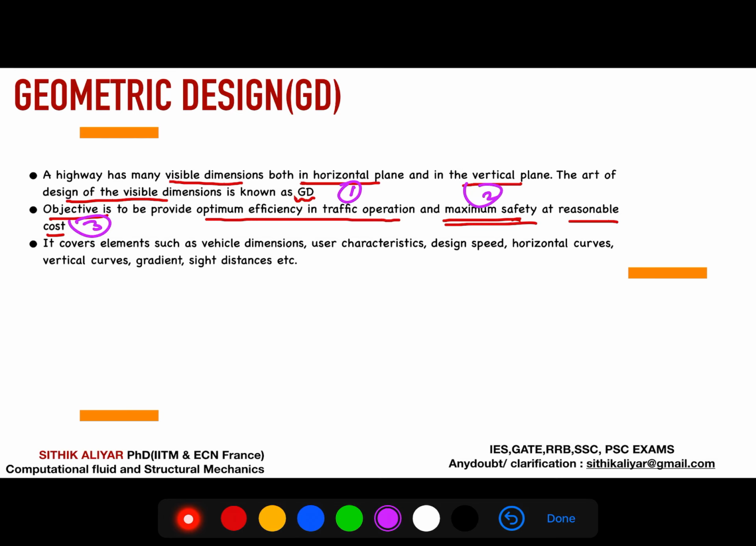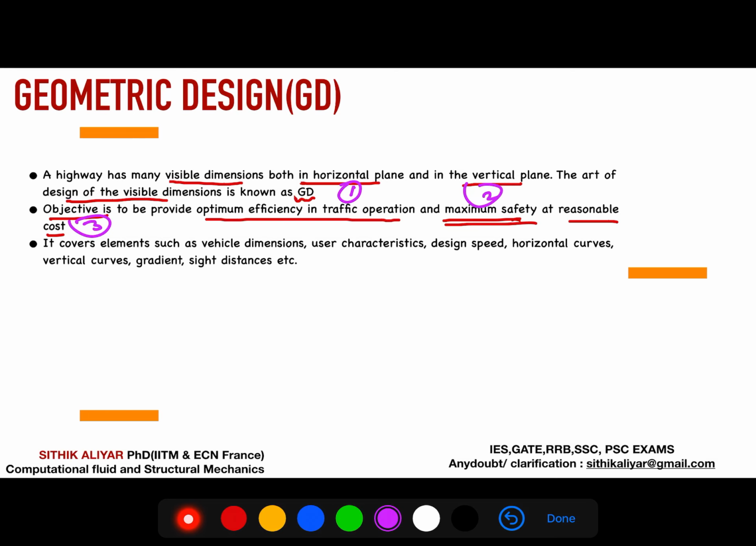Consider three answers you are having: 90 meter, 100 meter, and 200 meter. Although the cheapest will be the 90 meter, the safety concern and efficiency concern should come. I hope you understood. This will be our objective, satisfying optimum efficiency. We cannot provide 100% very good efficiency, but optimum efficiency with maximum safety available and reasonable cost. This will be our objective.